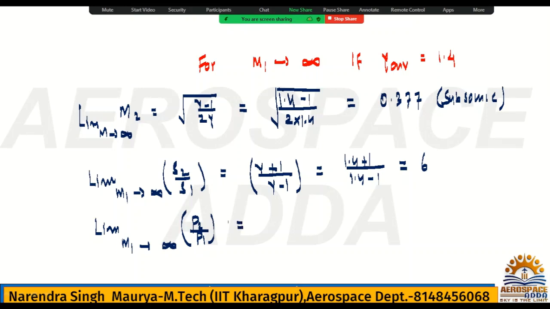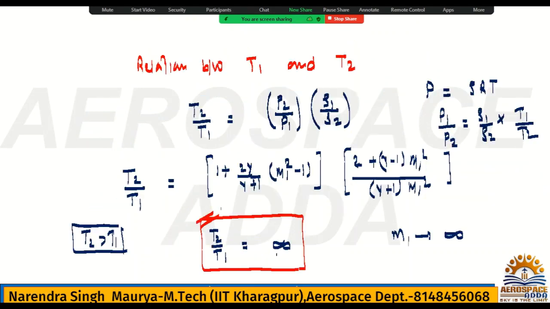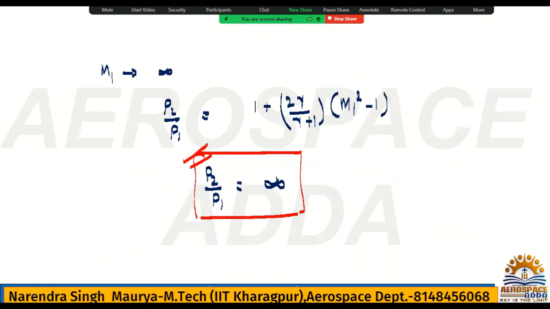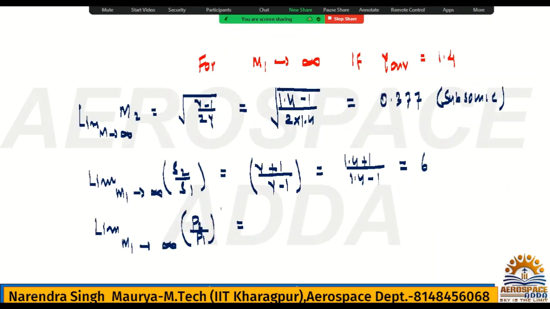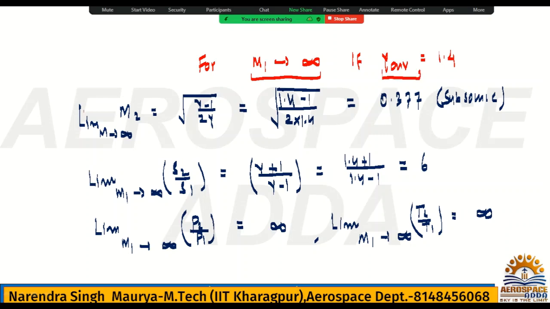Third is P2 by P1. I already told you P2 by P1 will be infinite here, because if M1 is infinite, then something added to infinity will be infinite. Similarly, limit M1 approaches infinity, then what will be the T2 by T1? So this value will also be infinite. These results are very specific. Remember, it is for M1 infinite, and this is for air. All these values are for air. If the gamma changes, then these values will change. So always remember.